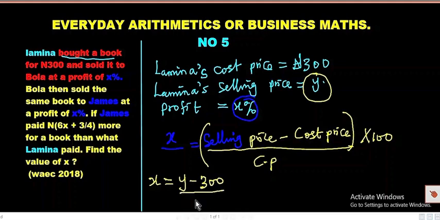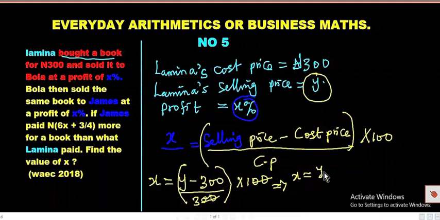Now, all over what? 300. Then everything is going to do what? It's going to multiply by 100 because that is what profit is all about. Now, if you have this, you know that these two zeros have to cancel these three zeros. And this implies that x is going to be equal to y minus 300 over 3.